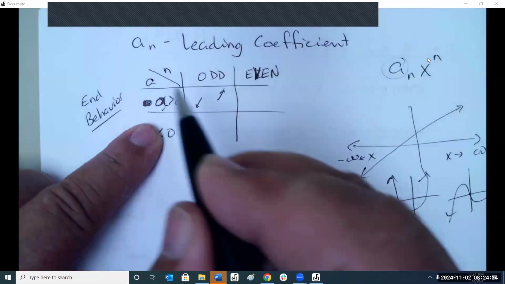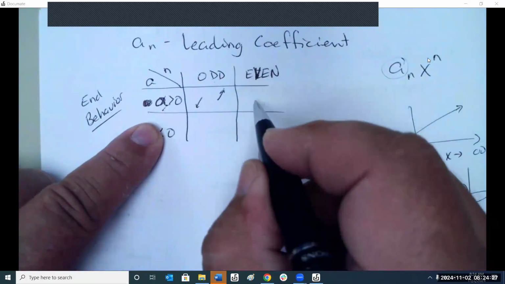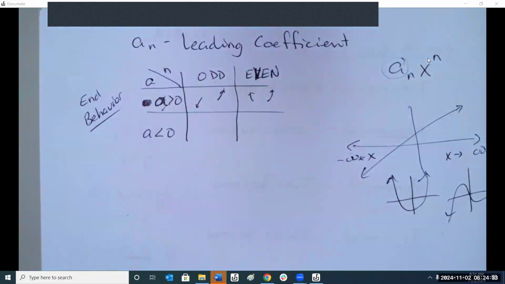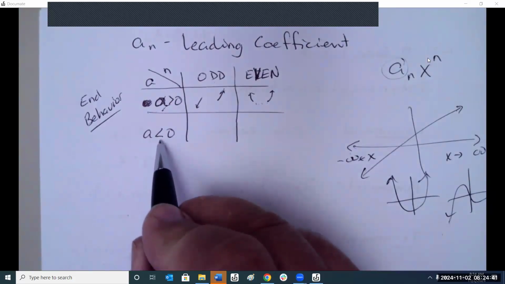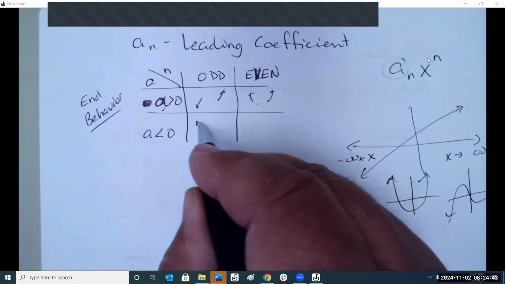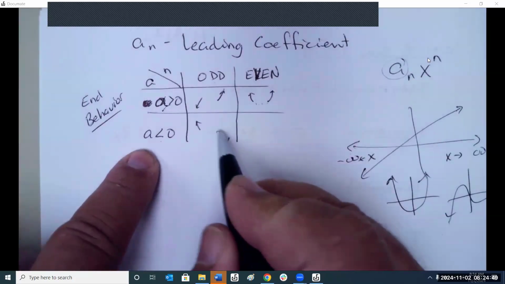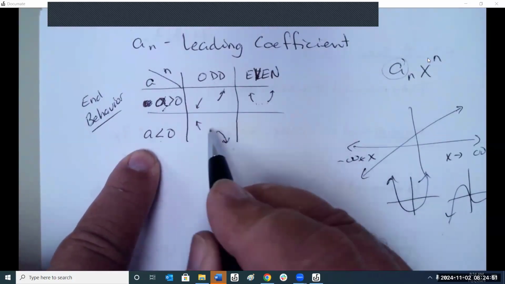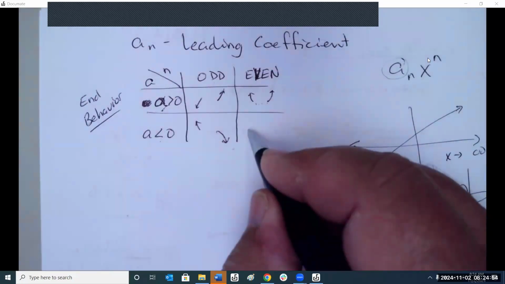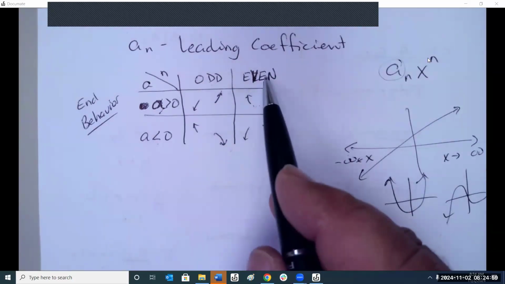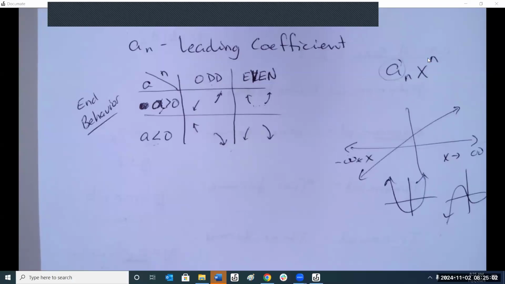If a is positive and n is even, the graph looks like this. Of course, we don't know what happens in between those two. We just know what happens at the end. If a is negative and n is odd, then it goes opposite direction. It's a decreasing function, because as x goes to positive infinity, it goes down. And if the degree is even and a is negative, then it goes down.